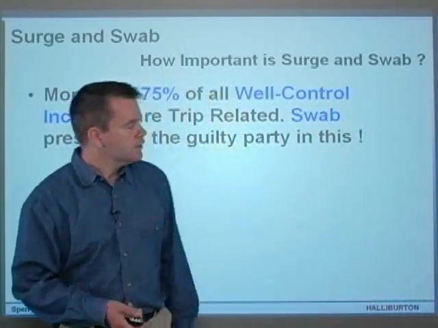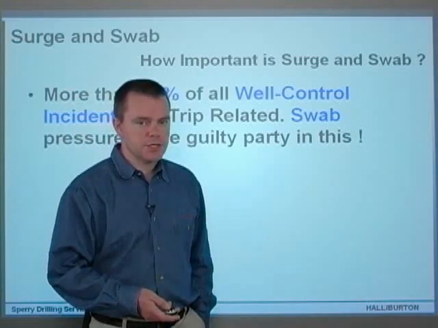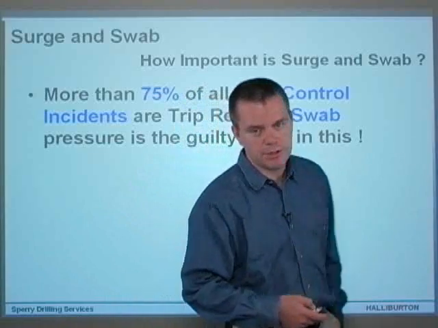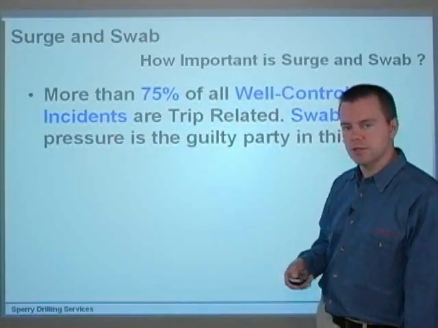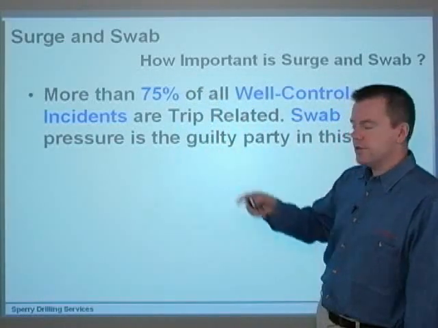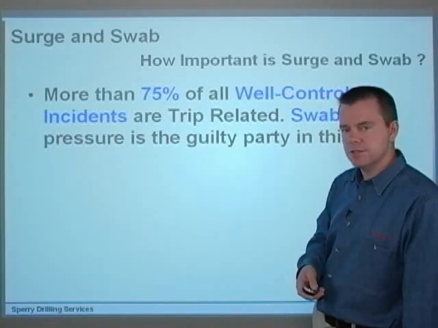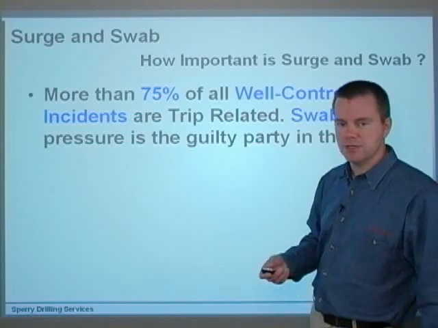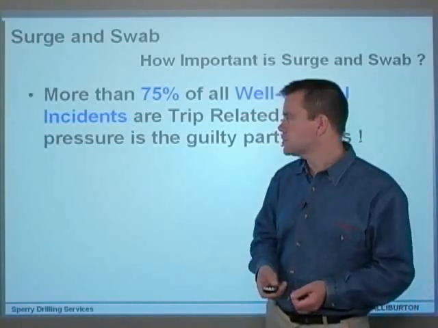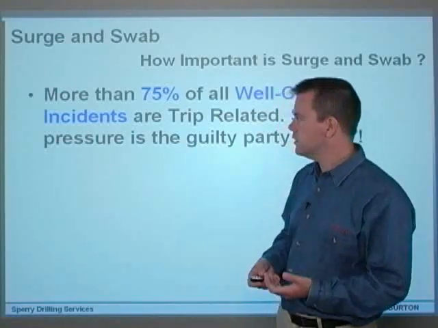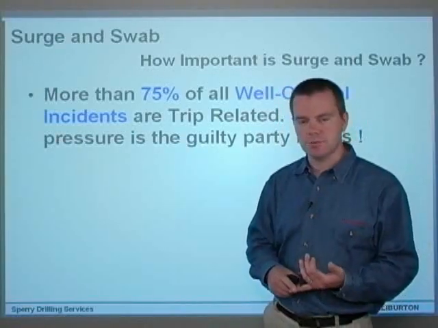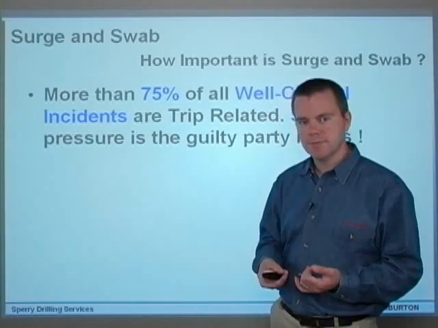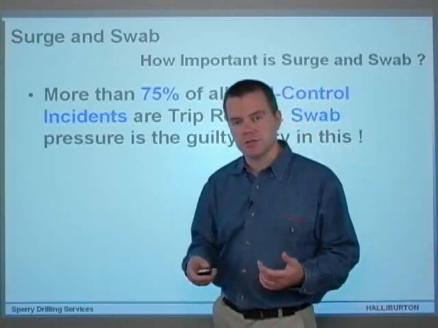In fact, I think one bit of literature said 75% of all blowouts, and I've said here just 75% of all well control incidents. That's a fairly accurate figure. They're trip related or swab related. Anytime you pick the pipe up, you can swab something into the wellbore. So it's very useful to be able to calculate what the swab pressure is likely to be. Therefore, that's why we have the modeling software.